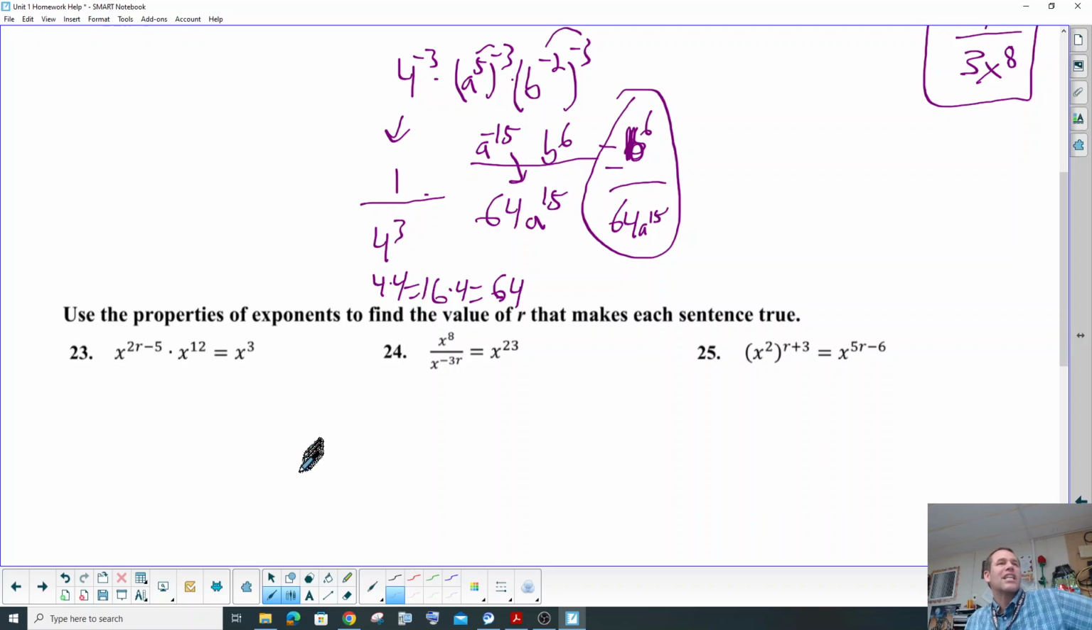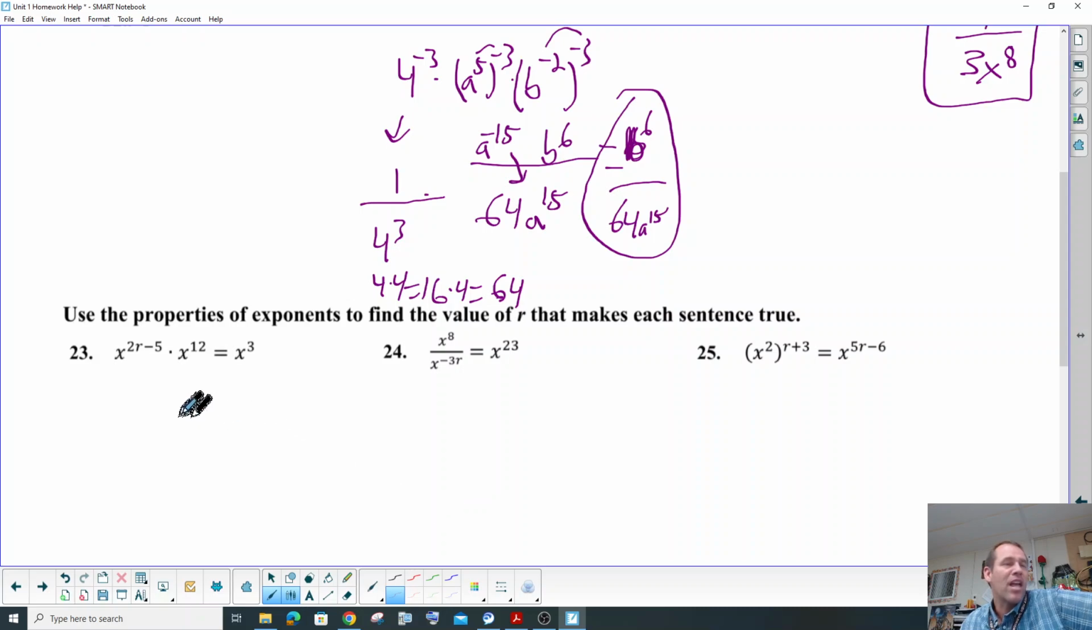Right? Okay, so now use properties to solve. Let's make sure we're doing okay now. Okay, we're almost there. Okay, to solve. So remember that you add the powers. So we're going to go x to the 2r minus 5. And then you're going to add the 12. And then 12 minus 5. What's 12 minus 5? That's 7.